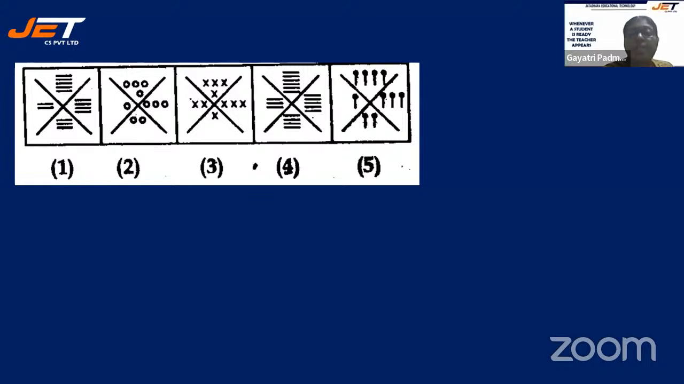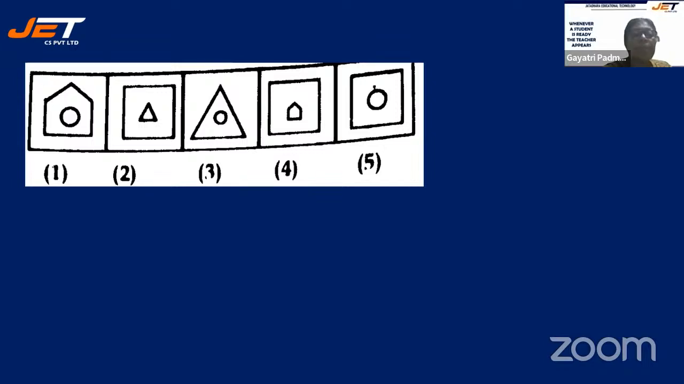Yes, your 30 seconds are done. It is option 4, which is different from the other options. All right? Now let's move on to the next one. You have option 1, 2, 3, 4, and 5. So which is the odd one out? 30 seconds are given to you. So you just need to find out which one is the odd one out.